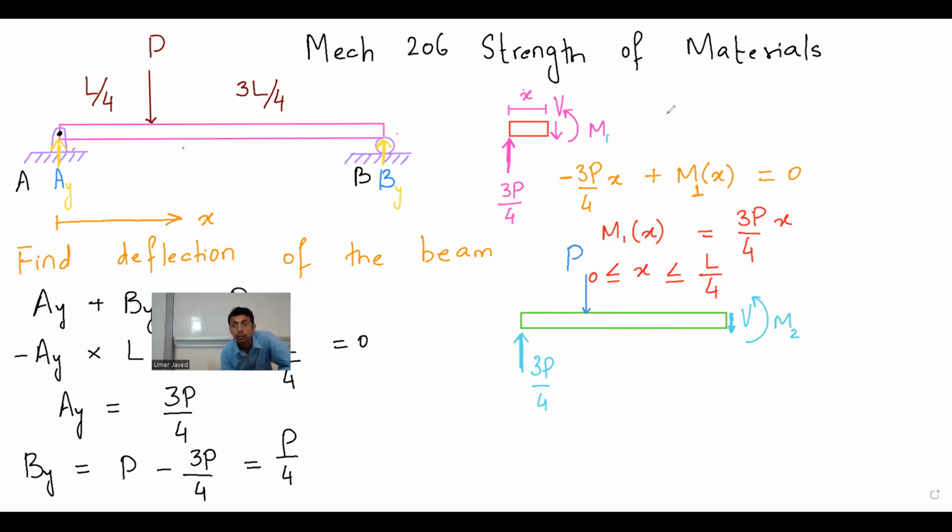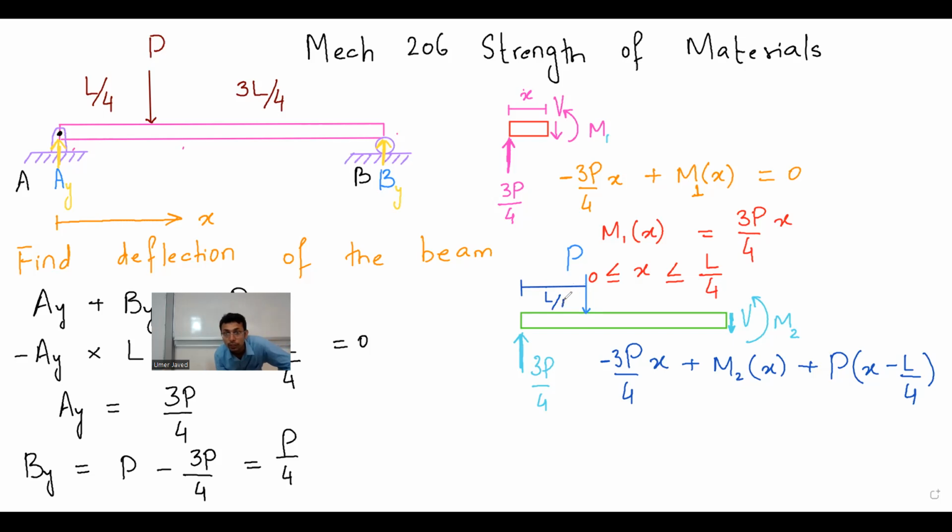So this is your P. So finish the question. Let me use a color. So it will be minus 3P by 4 times x, plus M2 bracket x, then plus P into x minus L by 4, because students who are getting confused, this distance is L by 4, right? Do you agree with me? So I will say this distance is L by 4.